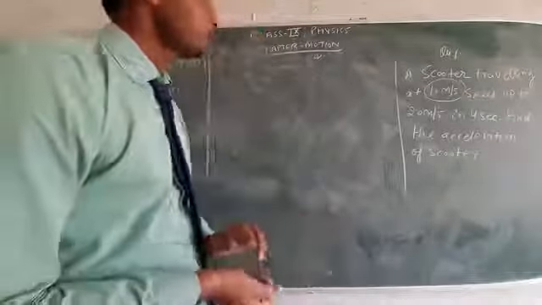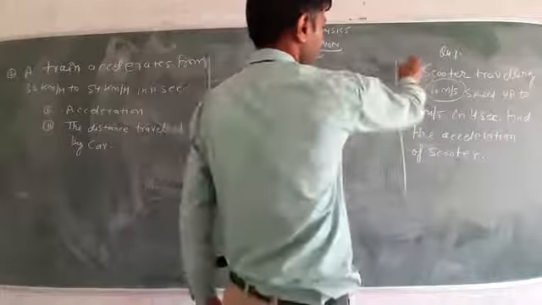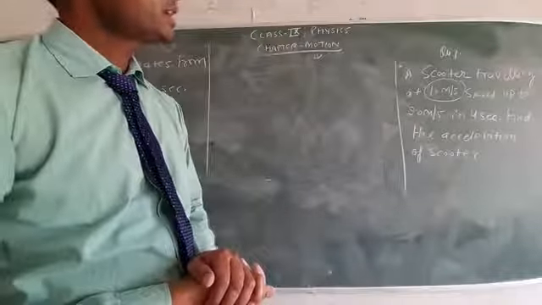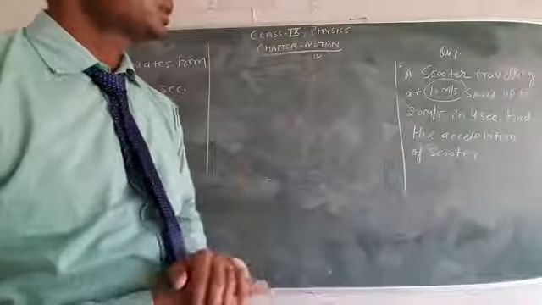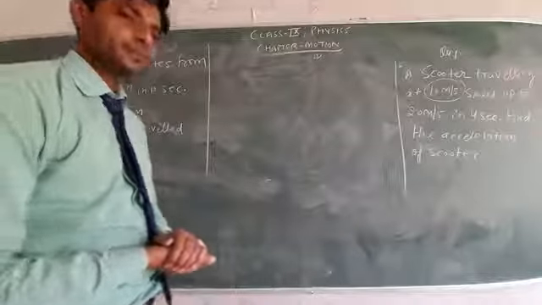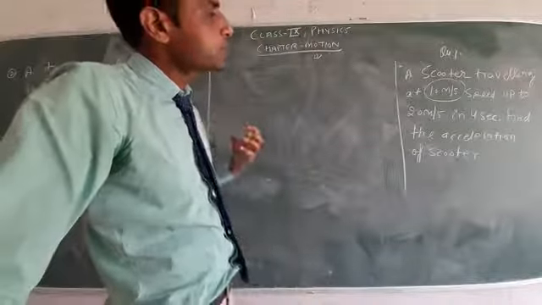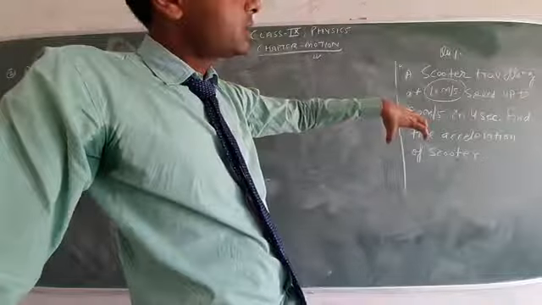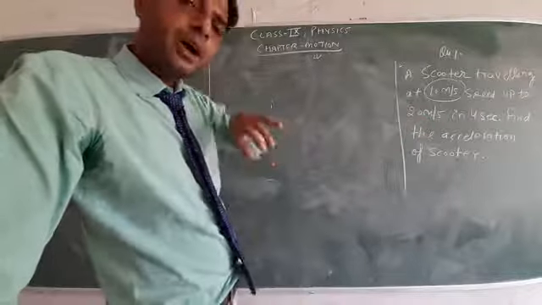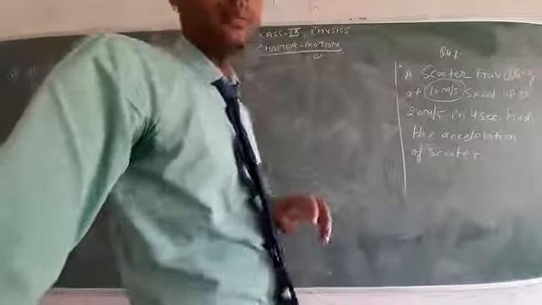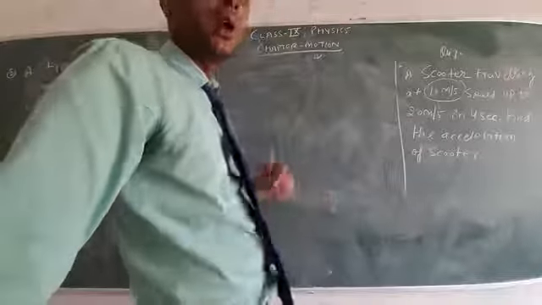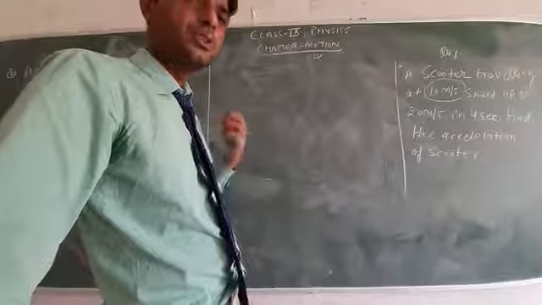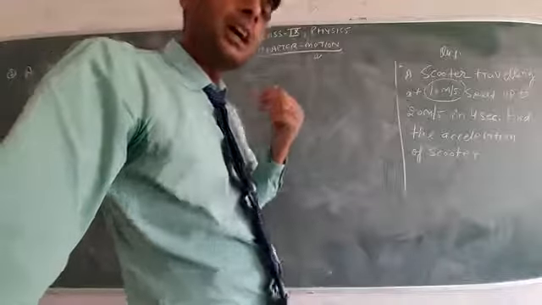Okay. So as you can see, a numerical is given on your board. A scooter traveling at 10 meter per second speeds up to 20 meter per second in 4 seconds. The speed of the scooter increased from 10 to 20 in 4 seconds. So we have to find the value of acceleration. It means we have to find the rate at which your velocity is increasing.